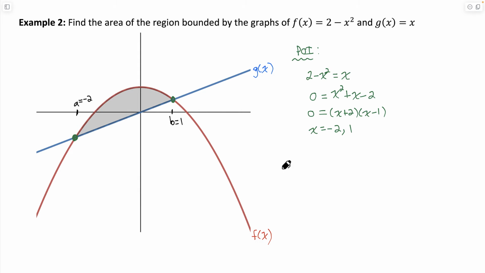So I can now find the area using my definite integral. It would be the integral from negative 2 to 1 of what function is on top on this interval. F at x is on top over that entire interval between a and b. So it would still be f at x minus g of x dx. Let's get an expression for f at x minus g of x. So I've got my f at x function, 2 minus x squared. I have to subtract the g at x function, which is just x.